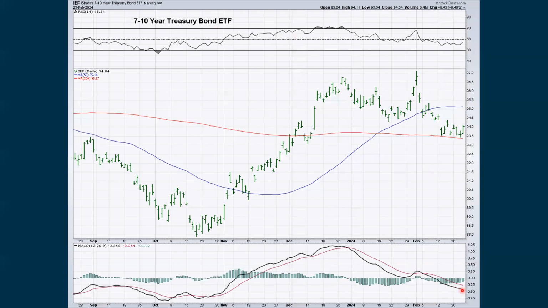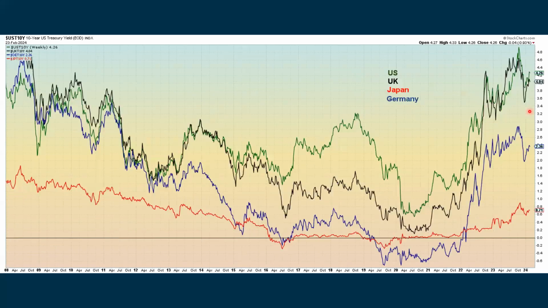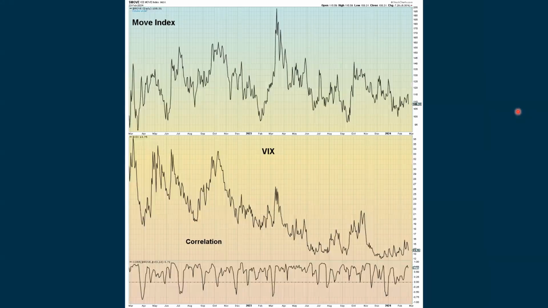So bonds based on price have been under pressure as interest rates have been going back up. This is a daily chart of all the different interest rate maturities here, showing how we are starting to go back up, even though we declined a little bit this past week. This is a weekly chart looking internationally where we have US rates, German rates, the UK rates, and Japanese rates, how they've all been going back up as well. On top, we have the MOVE index, which measures the volatility of bonds. We have the VIX in the middle, which measures the volatility of stocks. And right now, they have a pretty strong correlated relationship, meaning their volatility is tending to go in the same direction at the same time.